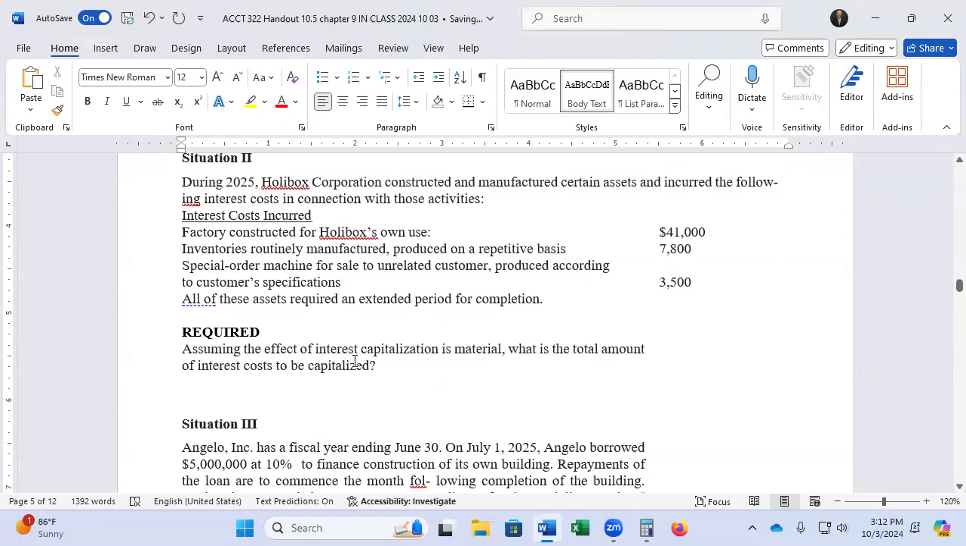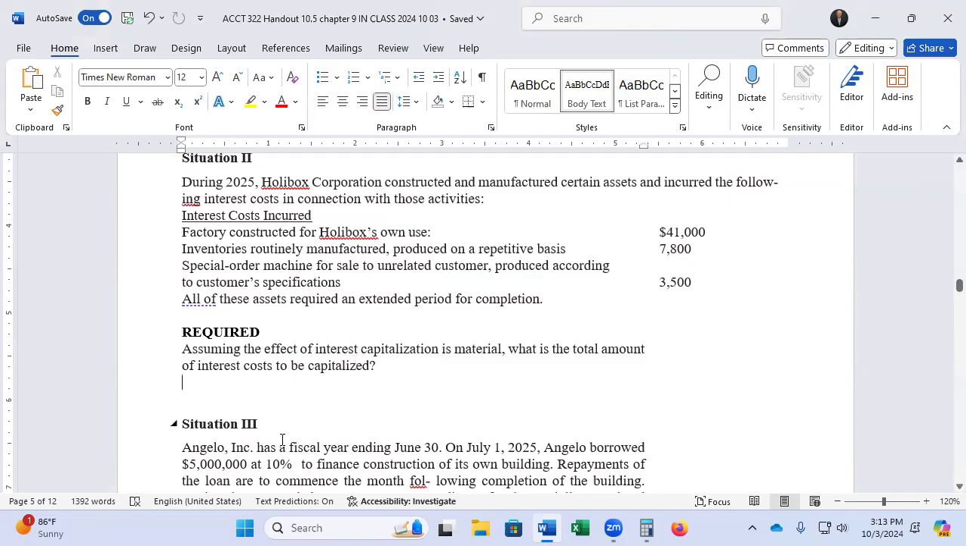So now we have situation number two. This is during 2025, Holly Box Corporation constructed and manufactured certain assets and incurred the following interest costs in connection with those activities. So we have interest costs incurred: factory constructed for Holly Box's own use, 41,000. Inventories routinely manufactured and produced on a repetitive basis, 7,800. And a special order machine for sale to an unrelated customer, produced according to customer specifications. And then it says all of these required an extended period for completion. Assuming the effect of interest capitalization is material, what is the total amount of interest cost to be capitalized?